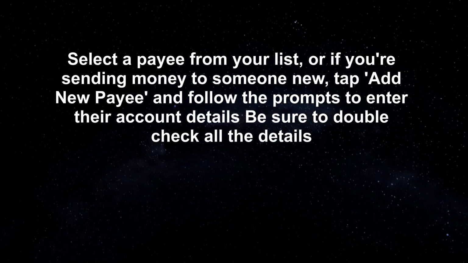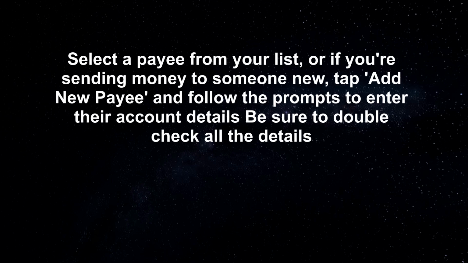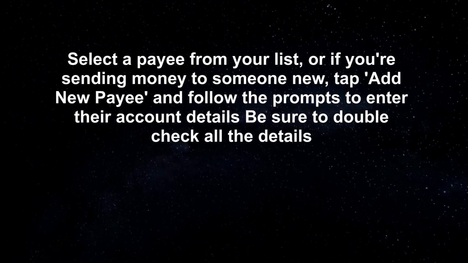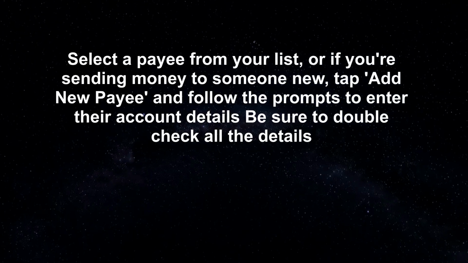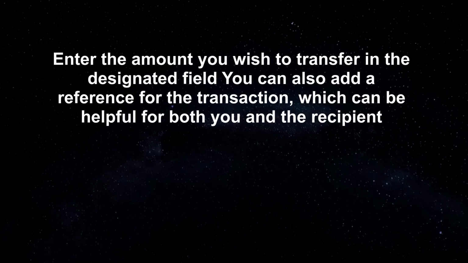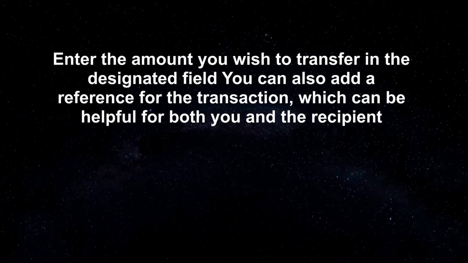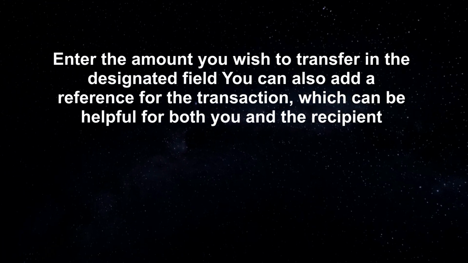Select a payee from your list, or if you're sending money to someone new, tap Add New Payee and follow the prompts to enter their account details. Be sure to double-check all the details. Enter the amount you wish to transfer in the designated field. You can also add a reference for the transaction, which can be helpful for both you and the recipient.